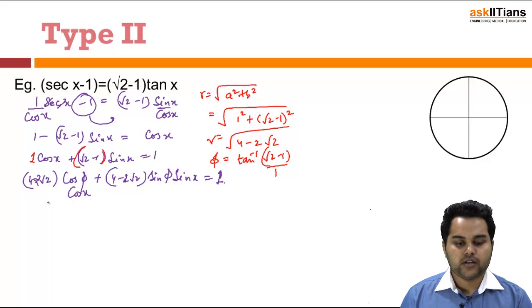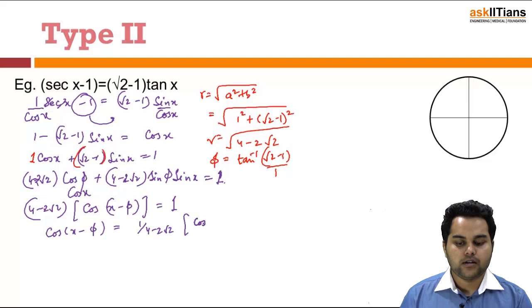Then r is taken as common. I will be left with cos of x minus phi being equal to 1 over r, which I am here assuming as cos beta. So I will get x minus phi equal to 2n pi plus minus beta, and x is equal to 2n pi plus minus beta plus phi.